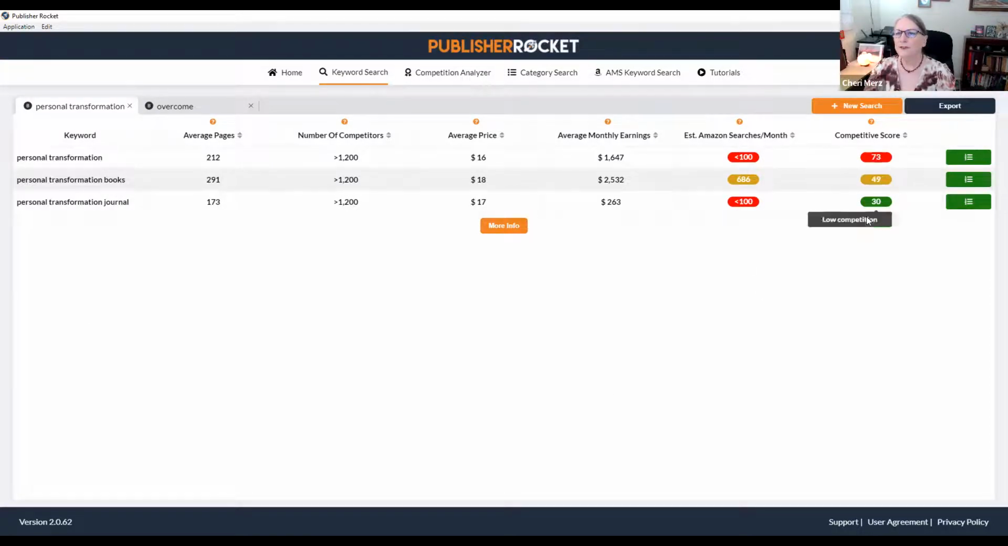The competitive score here, I usually just look at the color. Red means it's very competitive. Gold means it's moderately competitive. And green means there's low competition. That also means there aren't as many searches, fewer than 100 per month. So you have to balance the competition score with the number of searches when you're searching keywords.